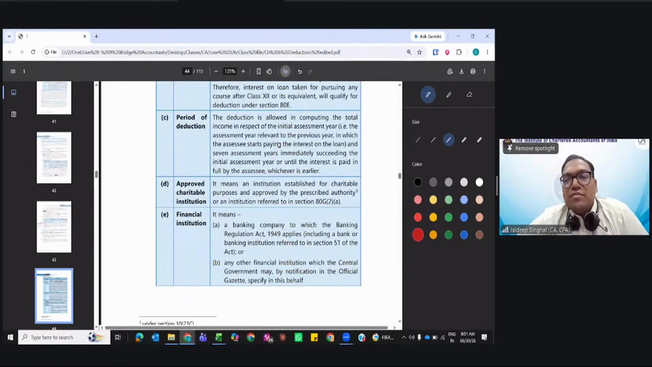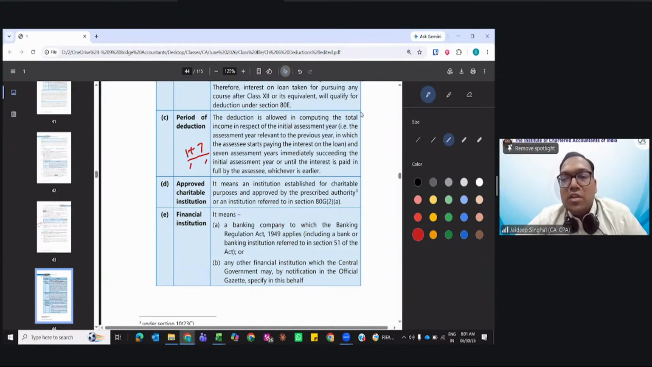Period of deduction. Now, how do they write here? They write 1 plus 7, instead of 8. The first year in which you claim the deduction is stated as the first year. The next 7 years it is allowed. So it is 8 years.